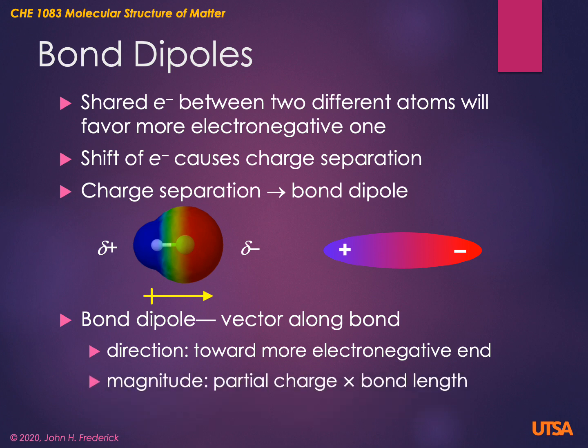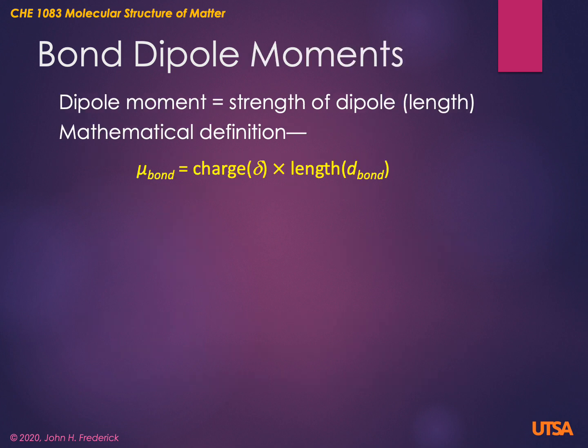The magnitude of that bond dipole is basically equivalent to the partial charge times the bond length. So this gives us another way of quantifying the charge separation that occurs in a polar covalent bond. Now, bond dipoles have a bond dipole moment, which is the strength of that bond dipole. While the bond dipole itself is a vector, the dipole moment tells us the length of that dipole vector. So it is the charge, which we might represent by delta, times the length, which is just the length of the bond.